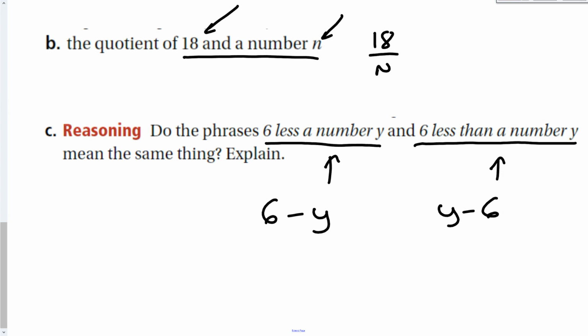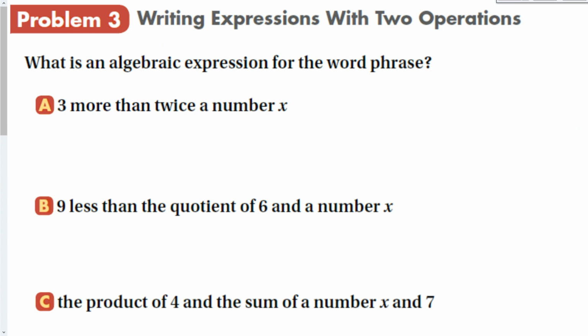So let's make it a little more complicated here and write expressions with two operations. So now we've got to have two things going on. So here's our first thing, 3 more than twice the number x. So 3 more than means that we're going to add something, and twice the number x means that we're going to make something twice as big. And the way we make something twice as big is multiply it by 2.